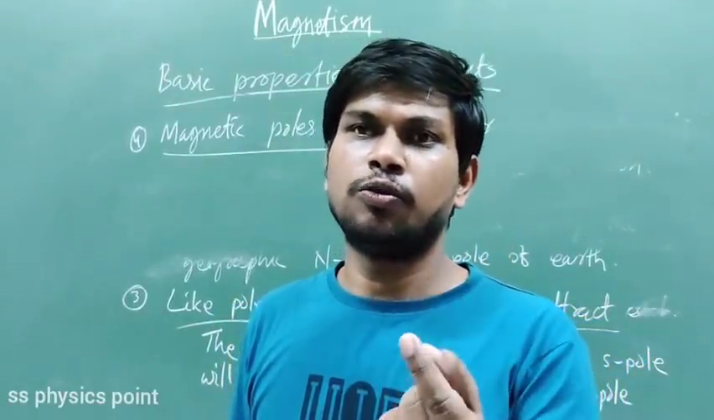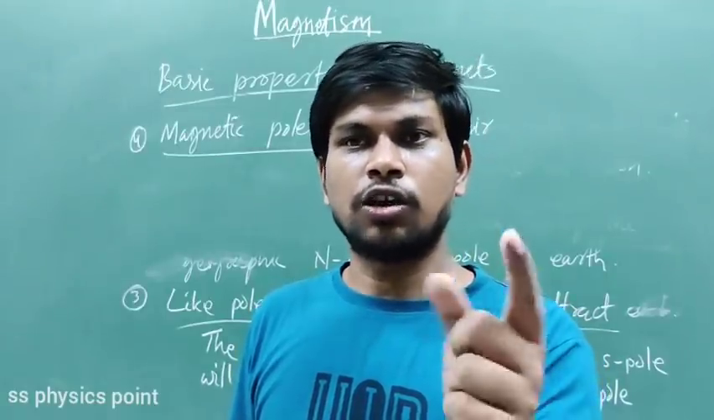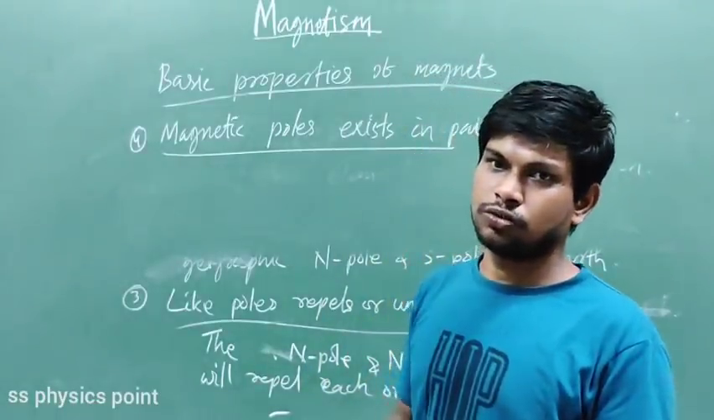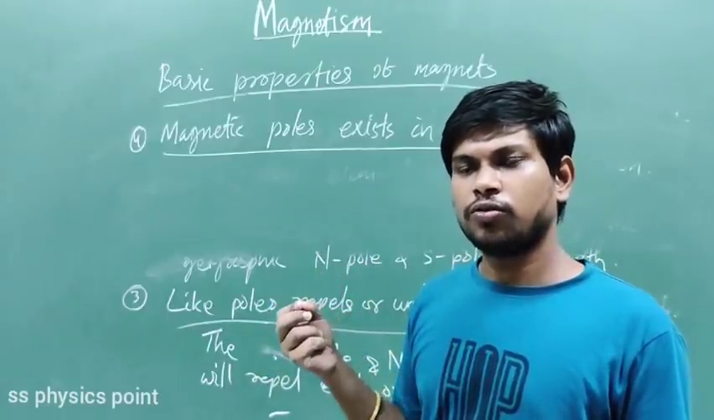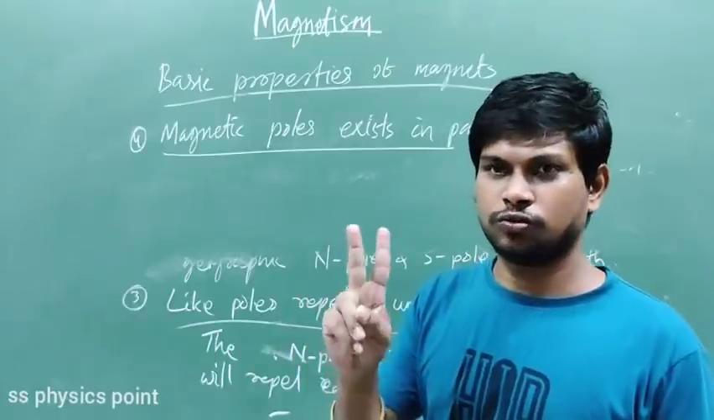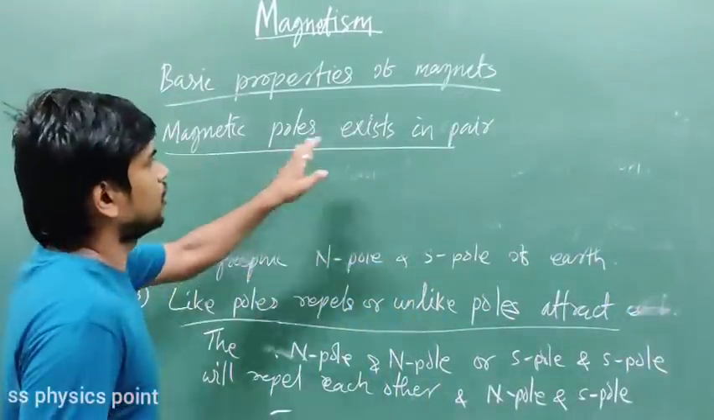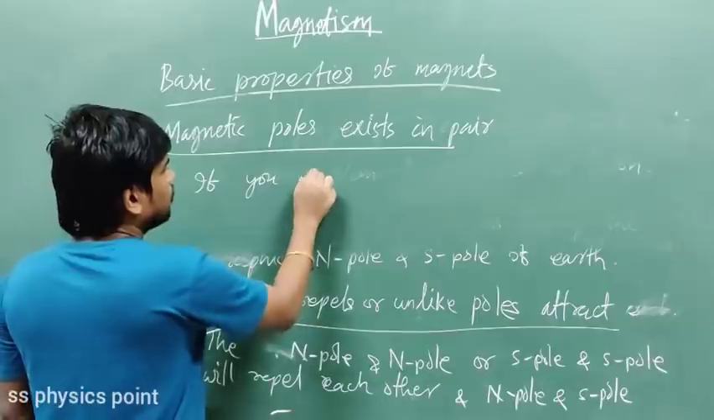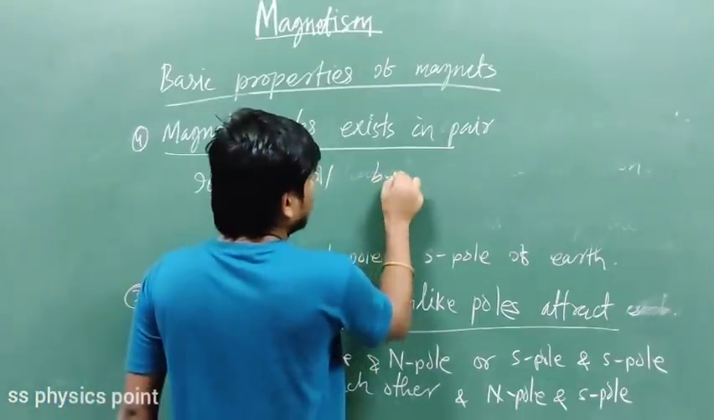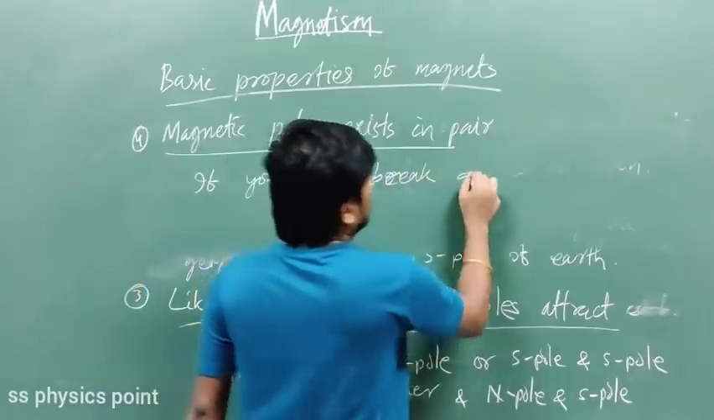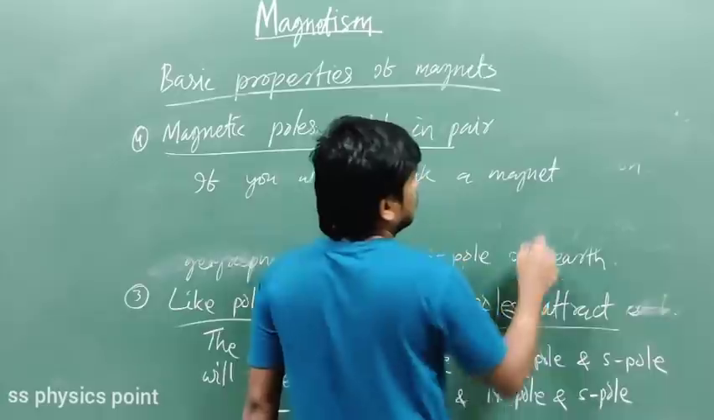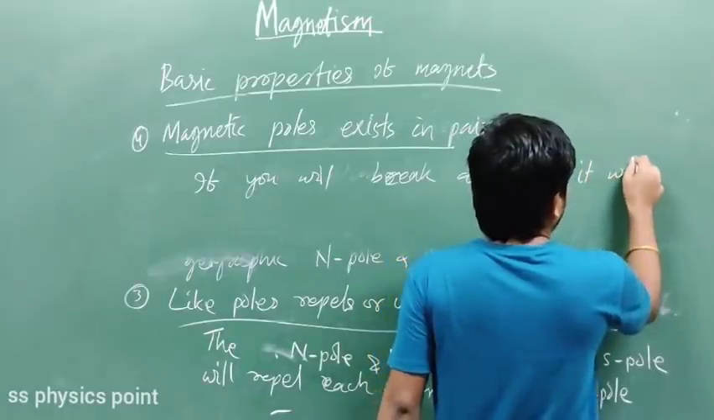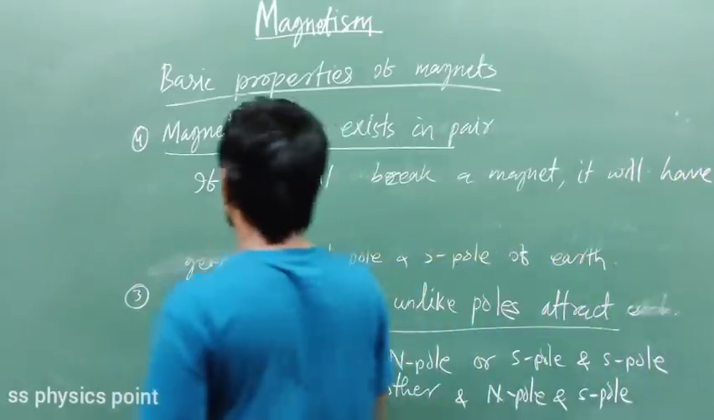Monopole means single pole. You will never find a north pole without a south pole. It is always fixed, by nature it is true. And if you go to the atomic level also, you will find it has two poles. We'll learn that. Just write it. Magnetic poles exist in pair. So you can write here, if you break a magnet, it will have two poles. It will also have two poles.